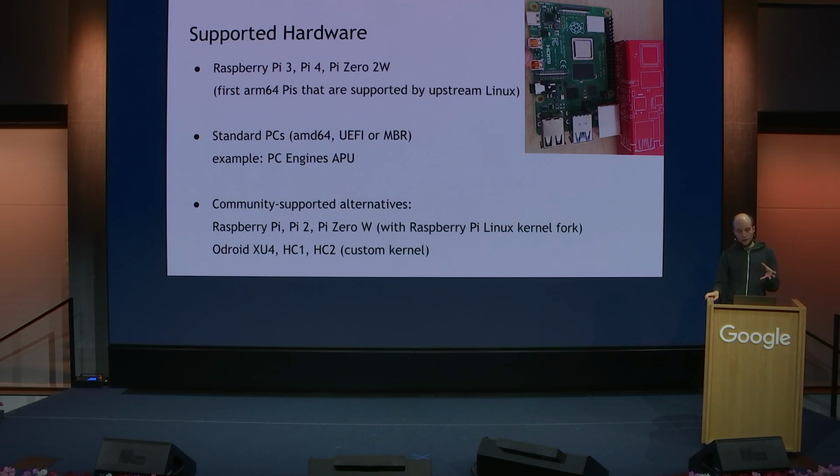I've also mentioned that the gokrazy system can run on standard PCs, and I'm going to talk more about that in a little bit. The example on which we first added PC support is the PC Engine's APU, which is also sort of a small embedded PC, but it actually supports any PC that you have, as long as it's AMD 64. I would guess that with a couple of adjustments, also i386 would work, but I just don't have any i386 machines anymore, so AMD 64 is what's supported. Both the more modern UEFI boot, but also the older MBR boot mode is supported.